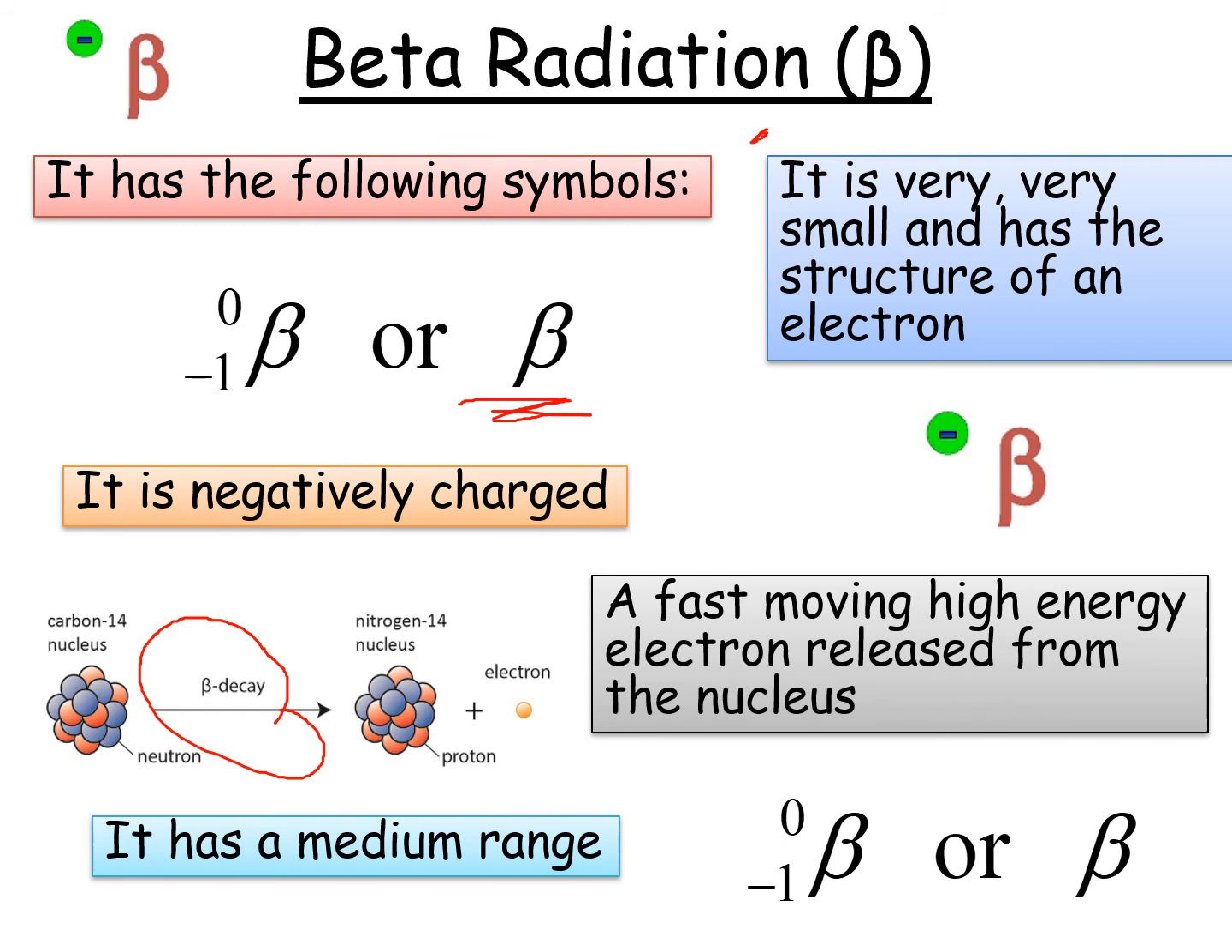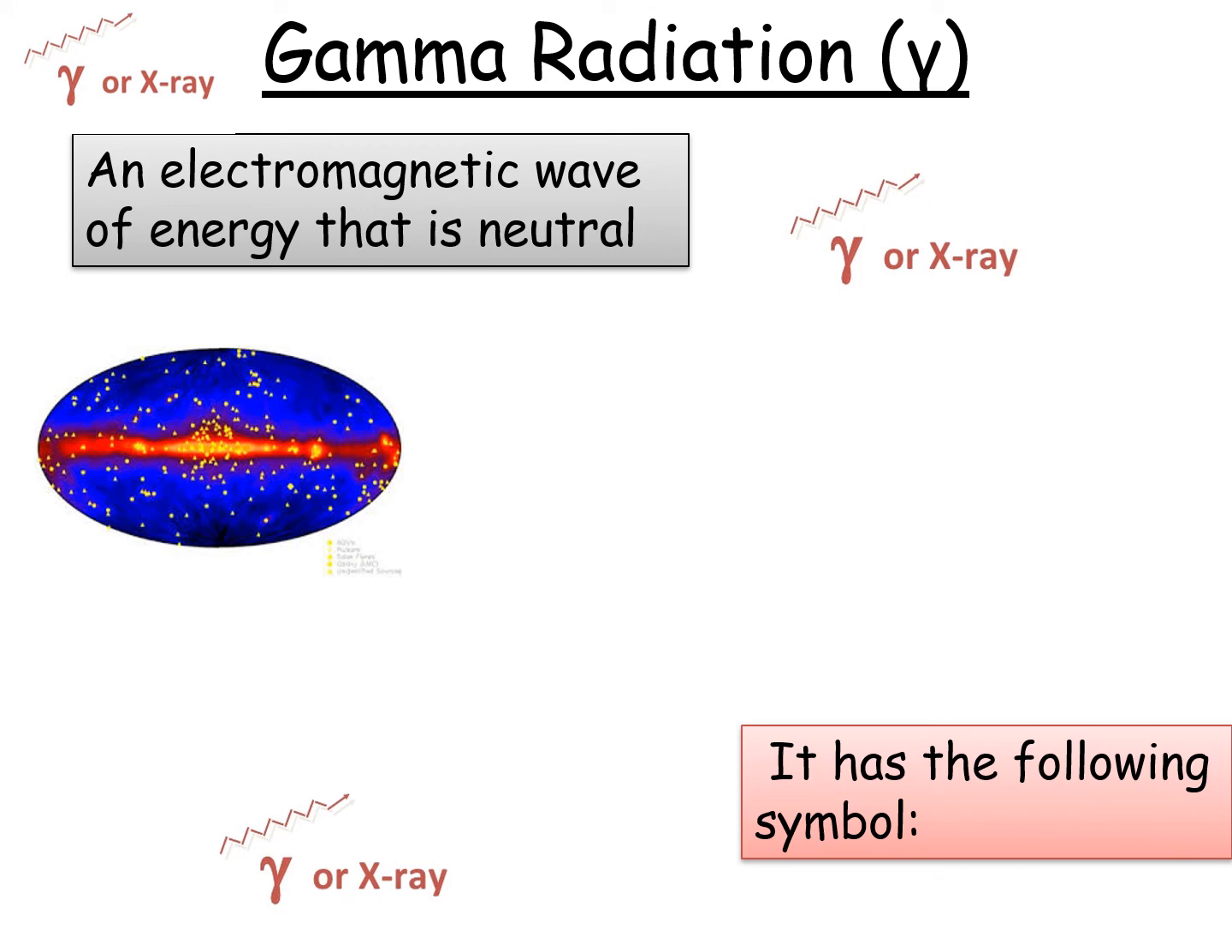And it has a medium range compared to alpha radiation. And because beta radiation is a flow of electrons, you can see why alpha is the biggest of the three radiations. Certainly it's bigger than beta. Okay, the final type of radiation is called gamma, and the symbol for gamma is like this.